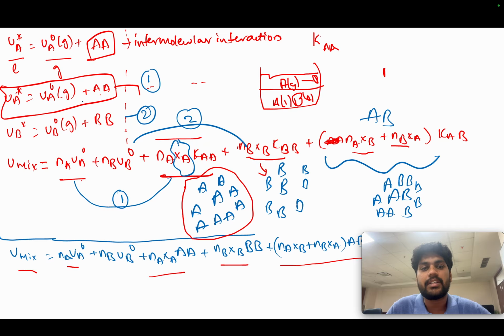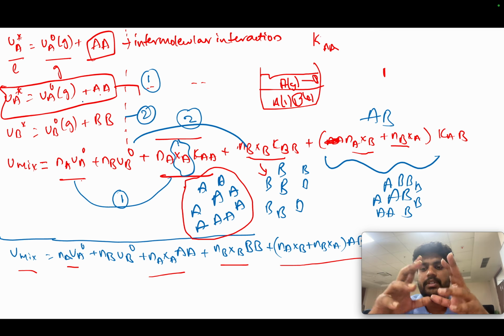AA has been written for the convenience of our understanding as the intermolecular interaction, which is nothing but KAA. So for the two pure liquids, we have written the partial molar internal energy of the pure liquids in this form. And then we have the mixture. So what was the mixture?